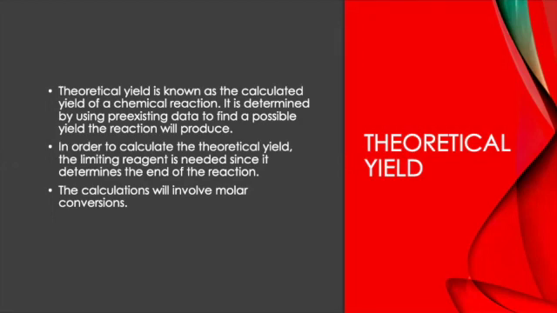So theoretical yield. Theoretical yield is known as the calculated yield of a chemical reaction. It is determined by using pre-existing data to find a possible yield the reaction will produce. So in order to calculate the theoretical yield, the limiting reagent is needed since it determines the end of the reaction. The calculations will involve molar conversions. So this calculated yield is what is to be expected if the reaction goes until completion with no difficulty.